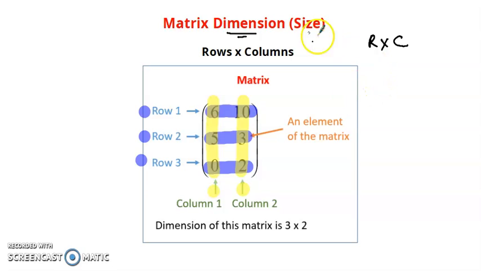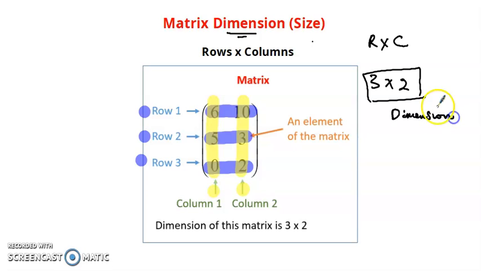Remember now, the dimension of the matrix is row by column. So how many rows do we have here? 1, 2, 3. So 3 rows by how many columns? 1, 2. So this is a 3 by 2 matrix. This is the dimension of the matrix, a 3 by 2. Right? As simple and straightforward as that.